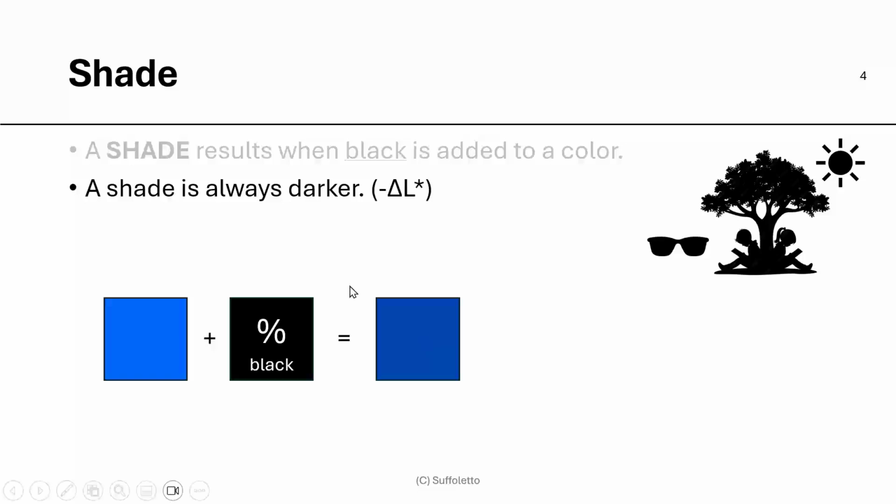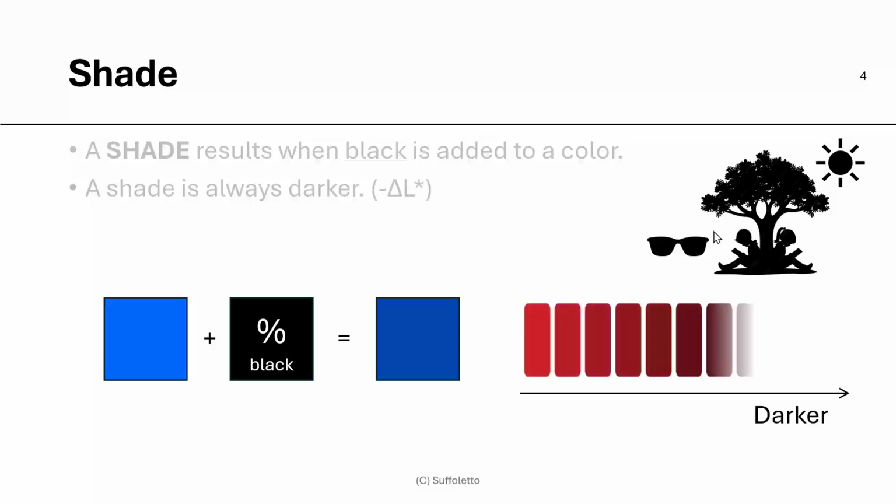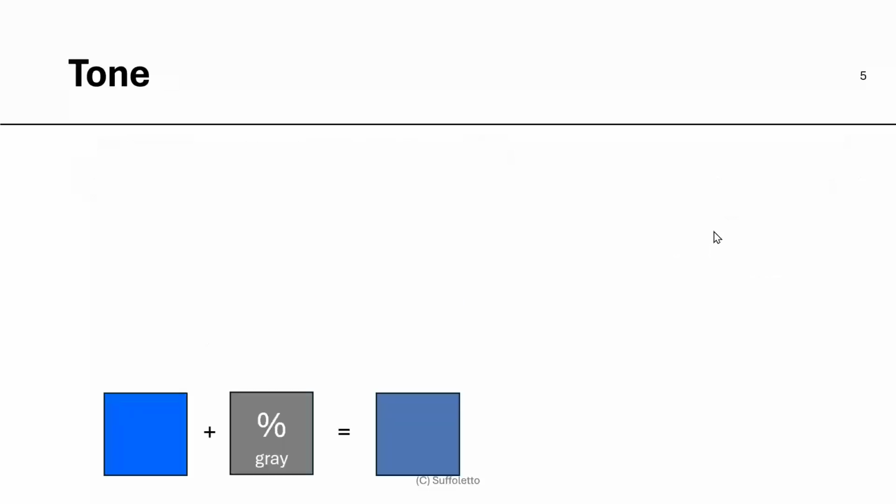I like to think of a shade as the sun being blocked by the tree you're sitting in the shade. When you put a pair of sunglasses on or shades, everything gets darker. And here's a progression of a shade getting darker and darker as we go from left to right. Now let's look at a tone.